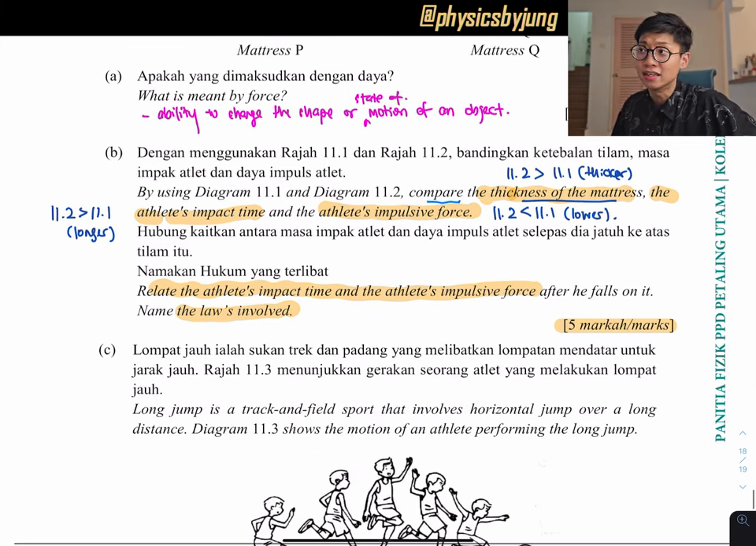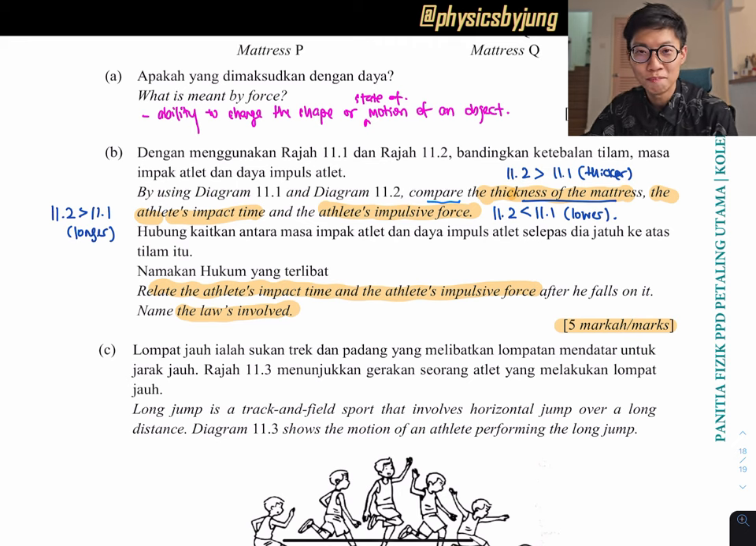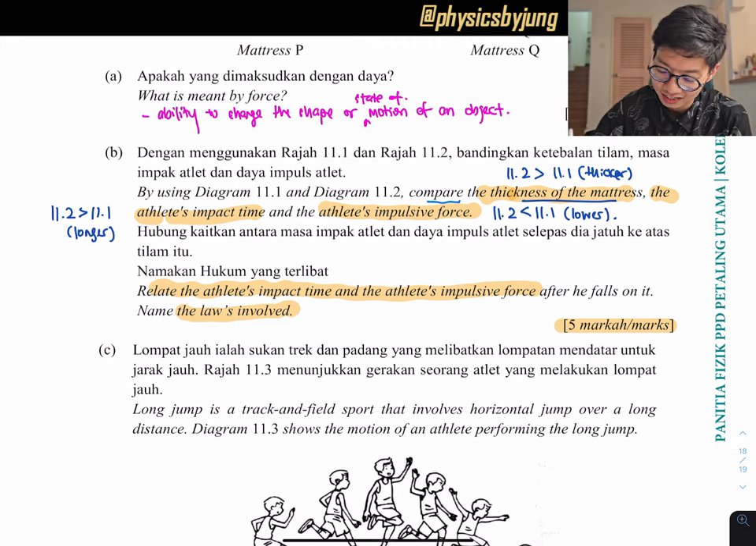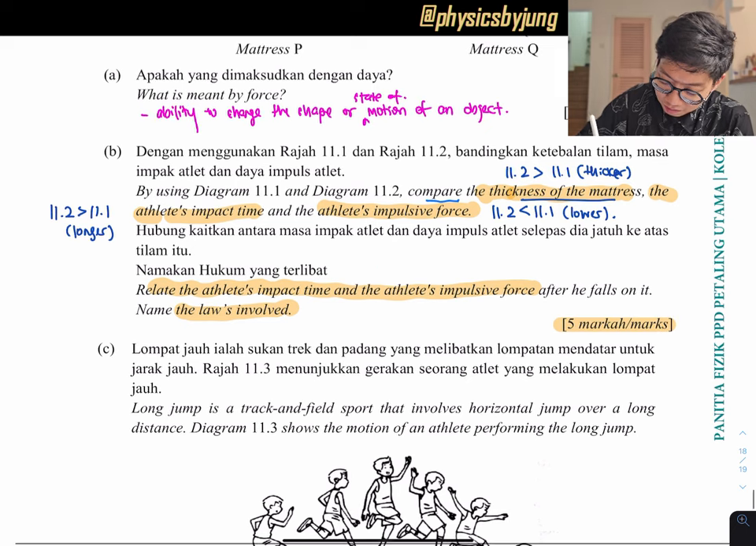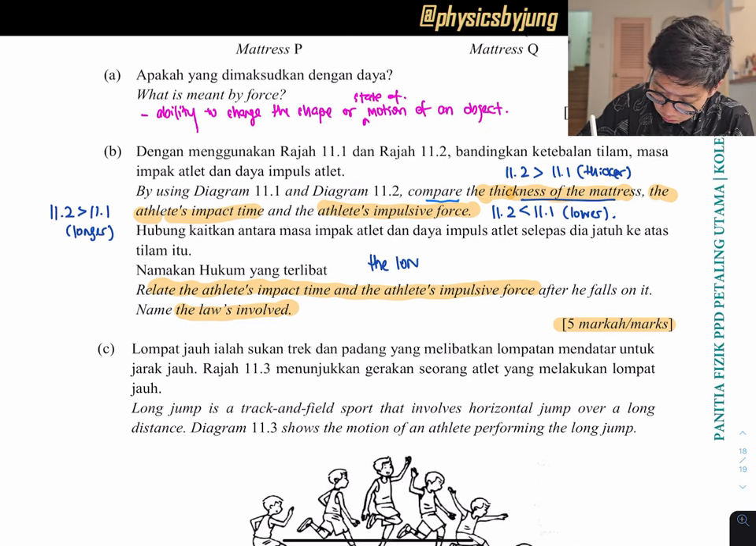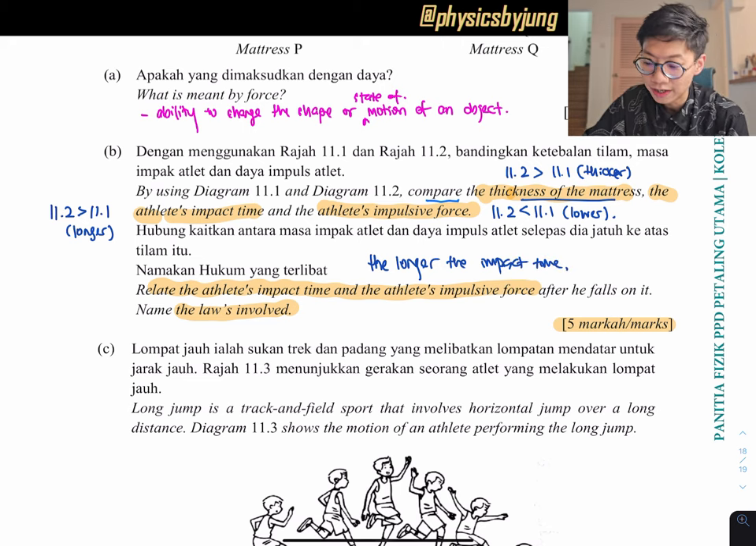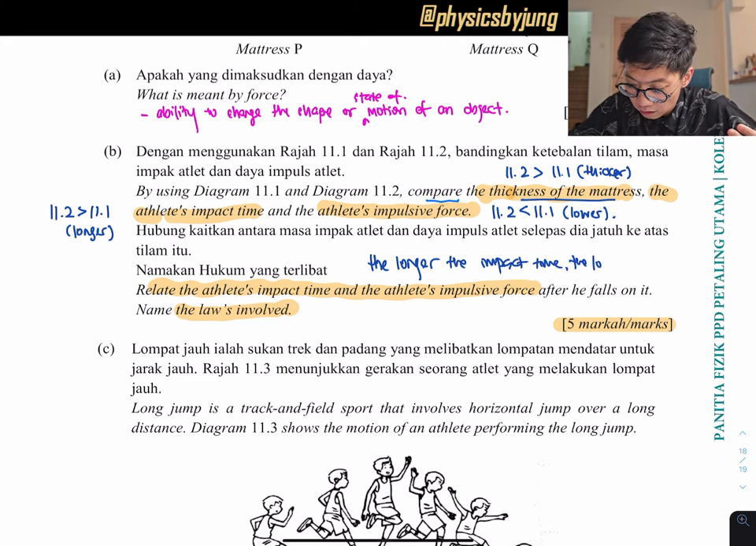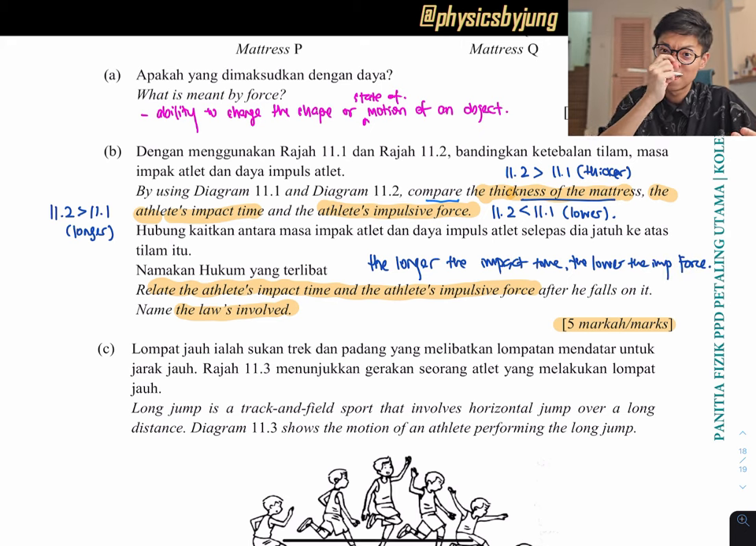Next, relate the impact time and the athlete's impulsive force. How? Also easy. You just have to say that the longer the impact time, the lower the impulsive force. So longer impact time will result in a lower impulsive force.